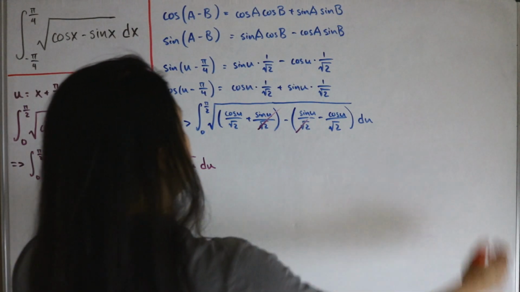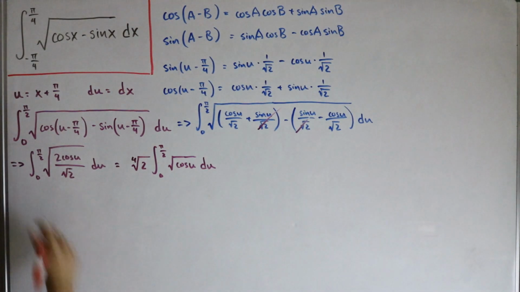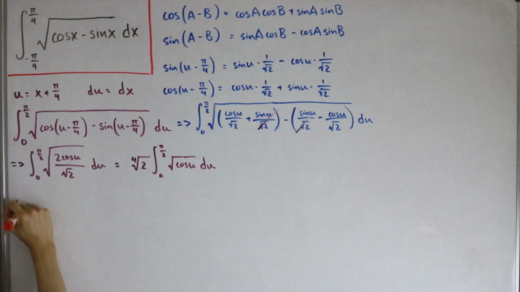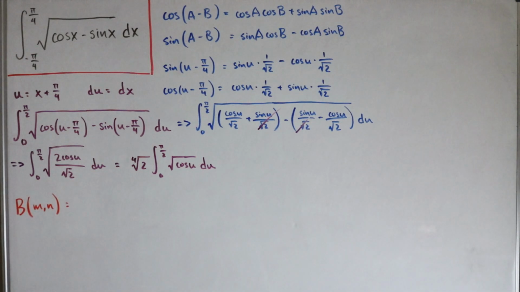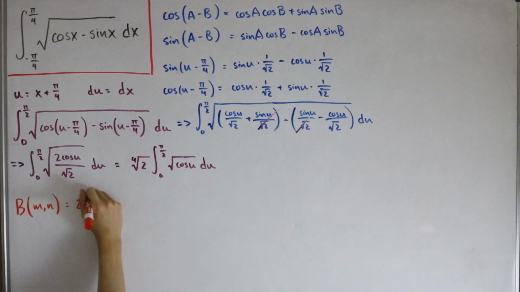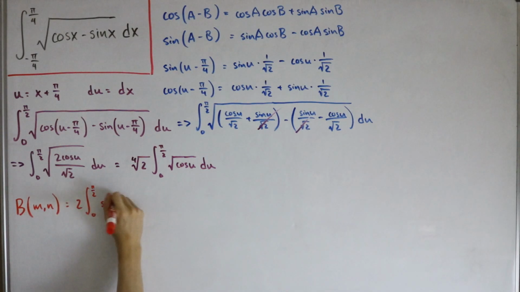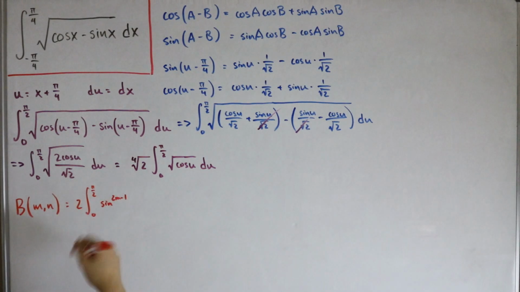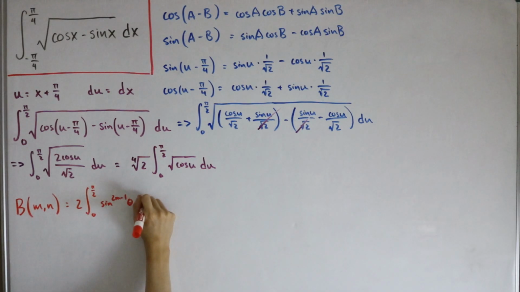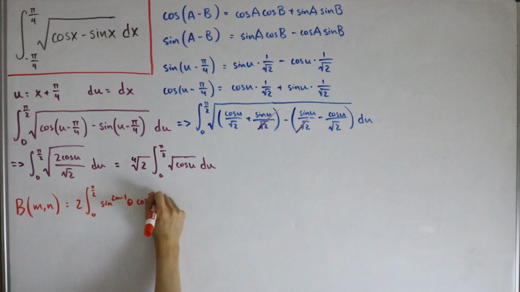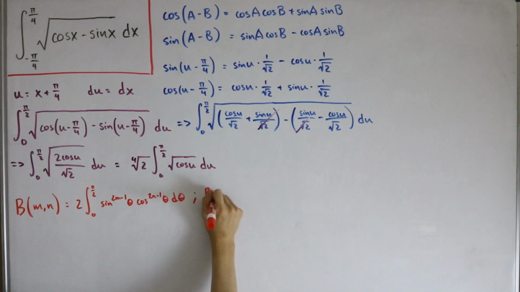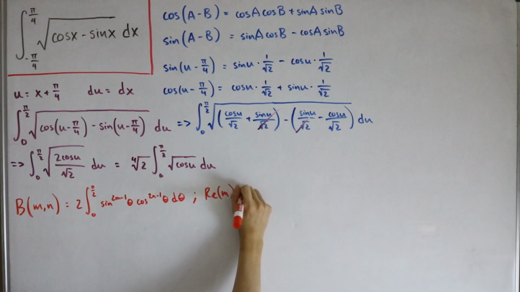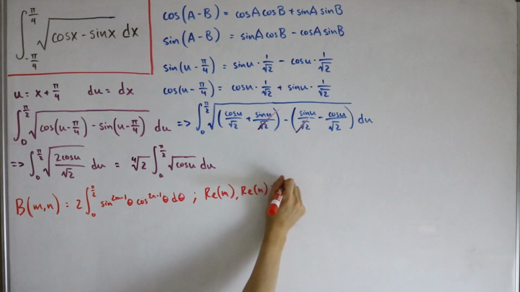So for the beta function, right here is going to be a good spot to write. We have our parameters m and n, so I'll just write this as capital B of m and n. It has the following trigonometric integral representation, written as 2 times the integral from 0 to pi divided by 2 of sine to the power 2m minus 1 of theta, multiplied by cosine to the power 2n minus 1 of theta, d theta, where the real part of m and the real part of n have to be strictly greater than 0.